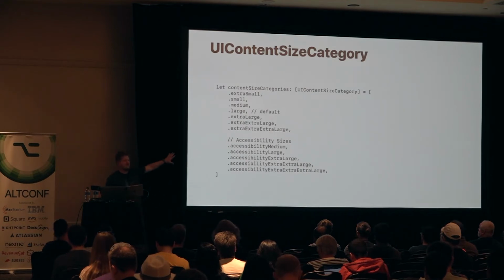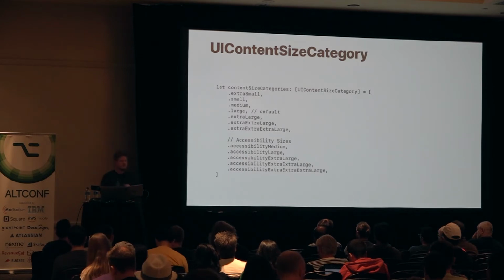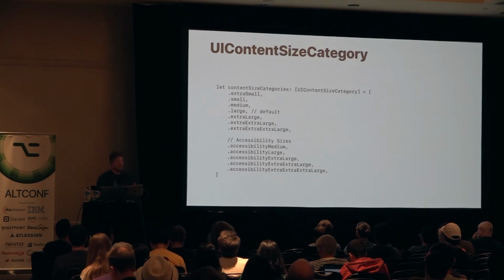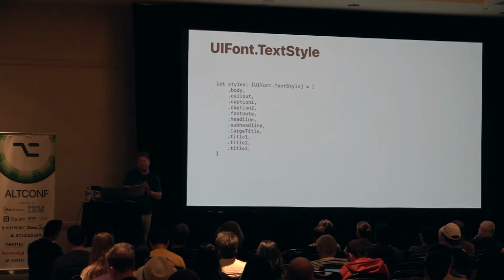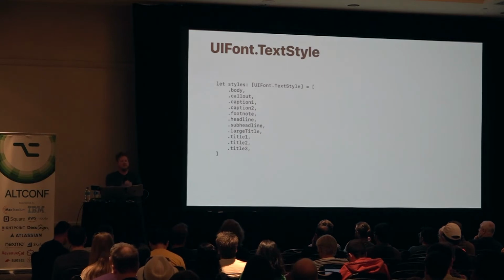I kind of hid these from you before, but the 5 different ones are the accessibility medium, large, extra large, XXL, XXXL, you get the idea, but they all start with accessibility. So those are the settings when it comes to the content size category. Then there's the UIFont text style that Apple wants you to choose from. The joy on this is they don't give you much guidance on how to choose them.